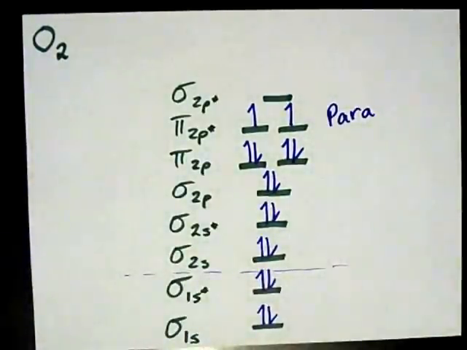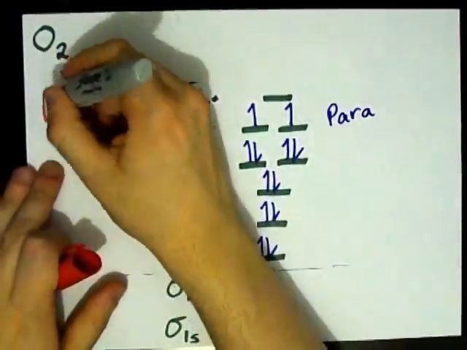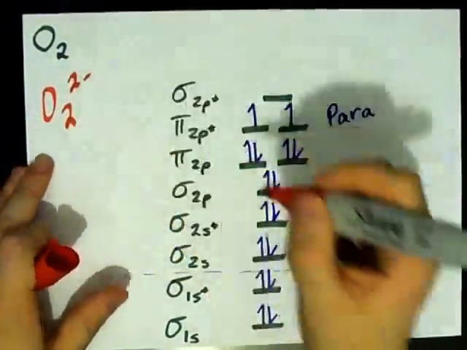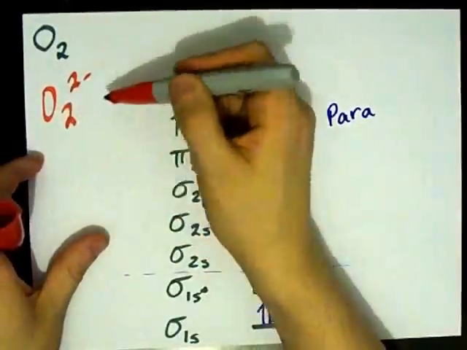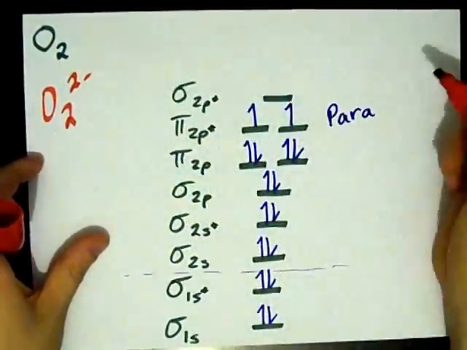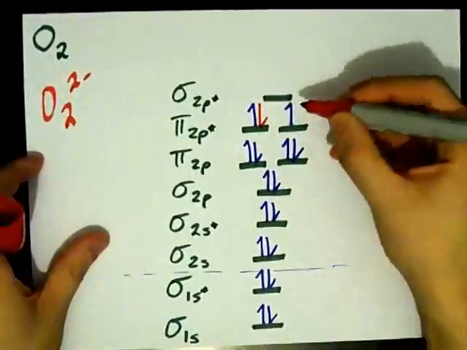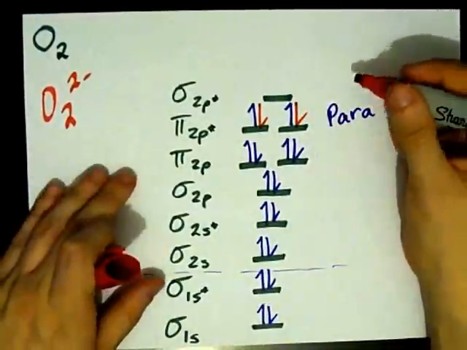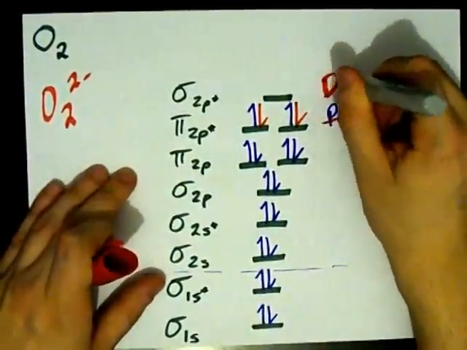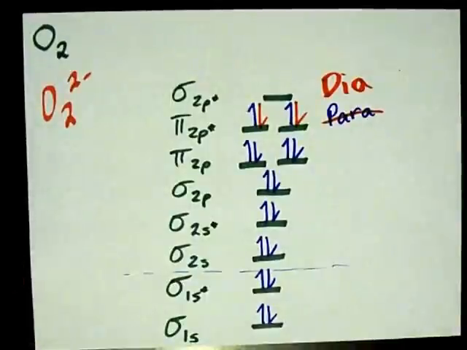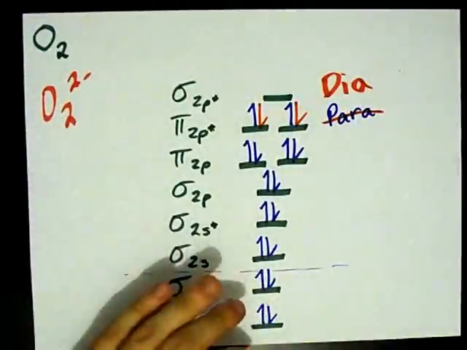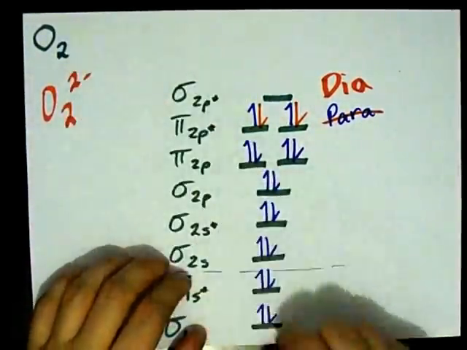Bonus question for you. O2 2-. That's the same molecule but with 2 extra electrons. Well, 1 extra, 2 extra, and all of a sudden, because there are no unpaired electrons, it's now diamagnetic. That's how this kind of stuff can change depending on the charge, all right?